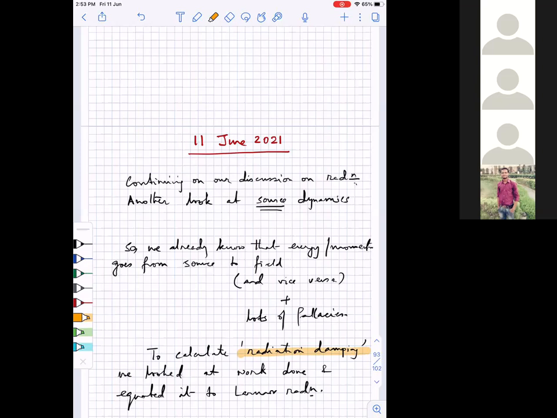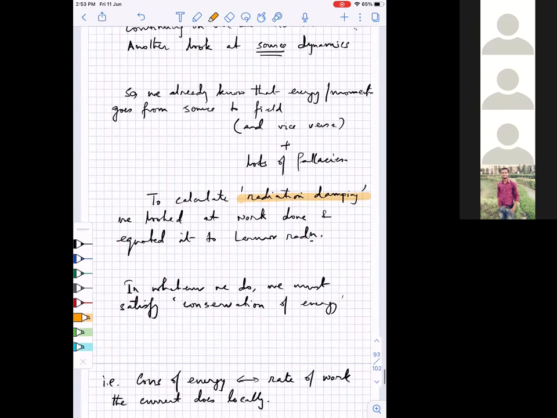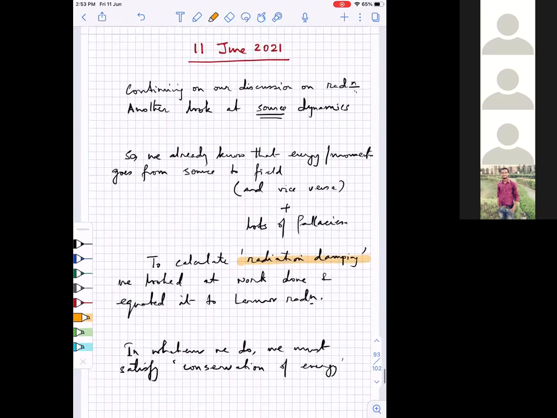Now we can take this idea a little more and now ignore radiation damping, because radiation damping is subdominant, and look at the work done again. So what we want to do is basically, however this source gives this energy to the field, we must be looking at conservation of energy. And we didn't do our calculations using conservation of energy in the beginning. So we are going to use that.